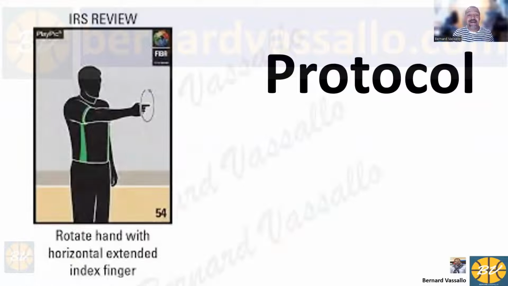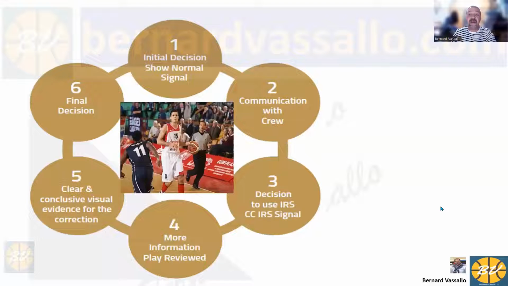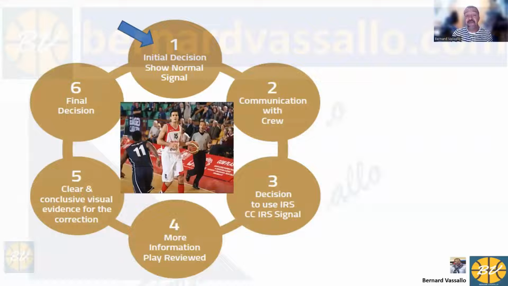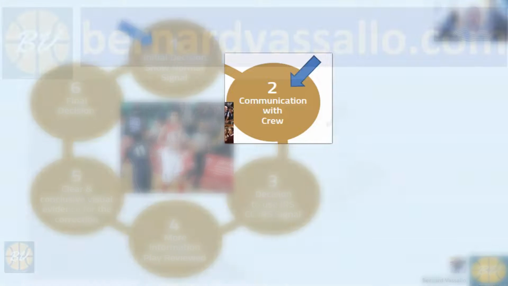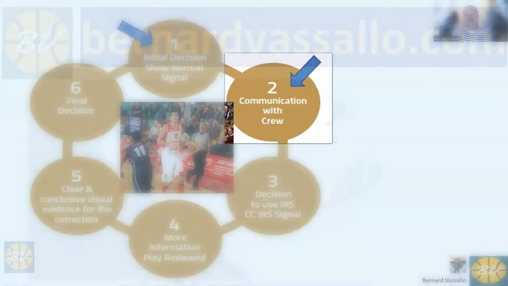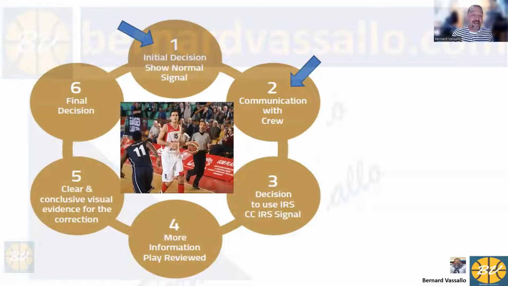Now we're going to turn our attention to the protocol that is going to be used by the referees in the case of the usage of the instant replay system, because there is a particular protocol that must be followed by the referees in these cases. As you could see on the slide, we've got a number of steps that will determine the usage of the instant replay system, starting from step 1, whereby there must be an initial decision taken by the referee in any particular play. Then after this decision, the calling referee, or the group of referees, will come together to discuss that particular play and will decide whether or not to use the instant replay system.